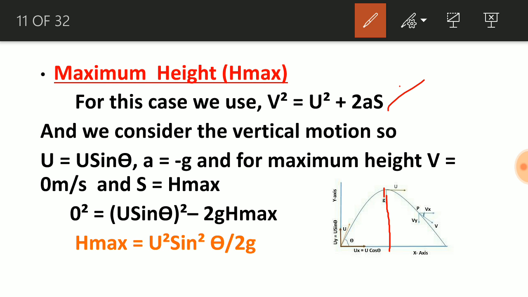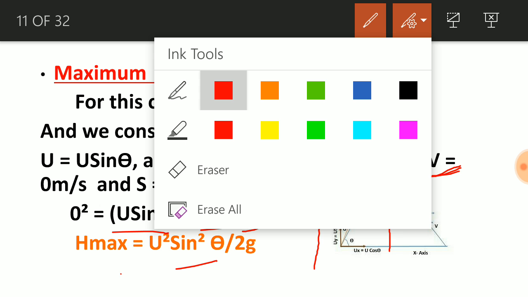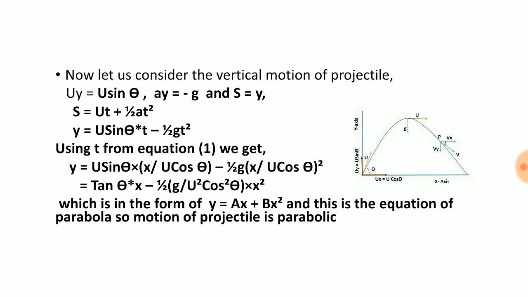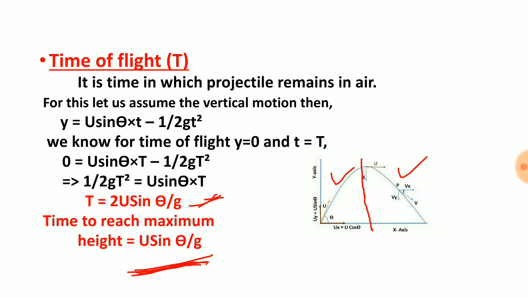For this we will use the formula v square is equal to u square plus 2as. At the maximum height, the final velocity of the y component will be 0, because we are considering this vertical motion. In vertical motion, our u will be u sin theta, a will be minus g, and s will be h max. On solving this, we will get h max is equal to u square sin square theta by 2g. Now these are the three important results of a projectile when thrown from ground.